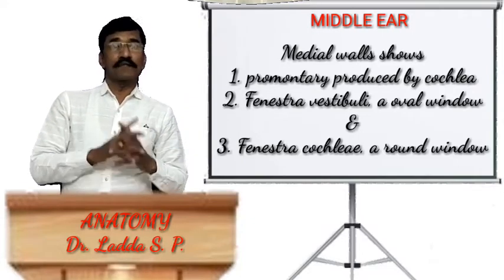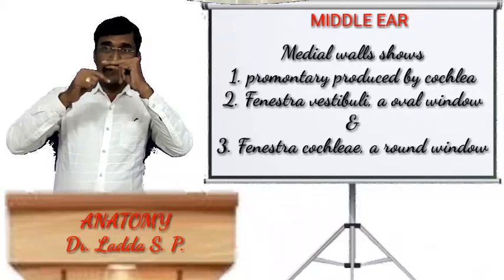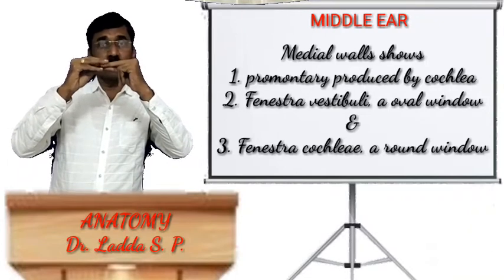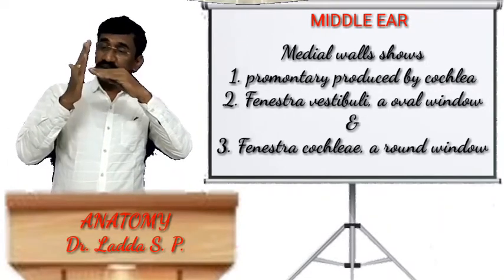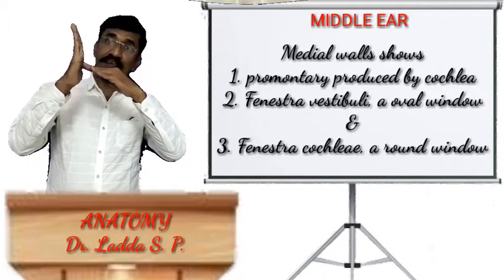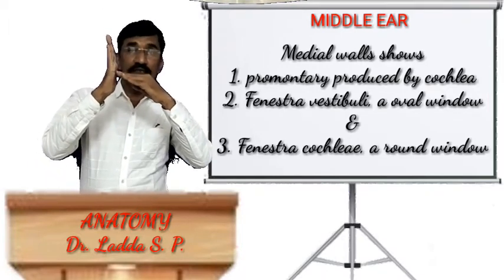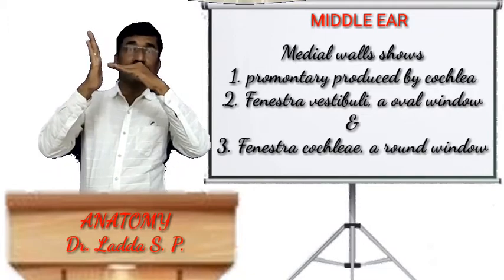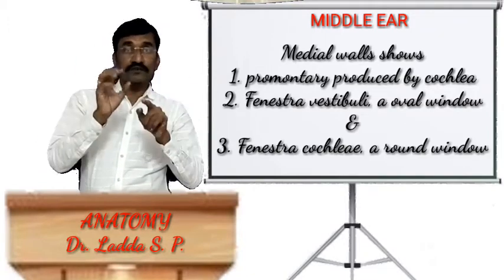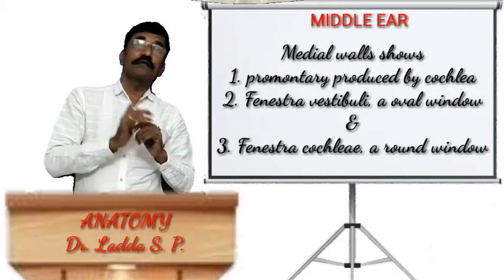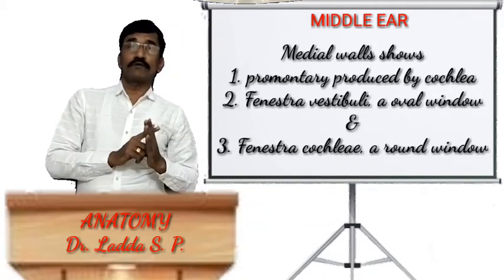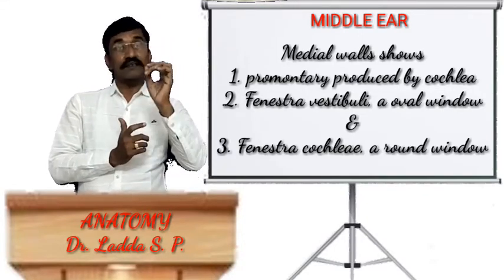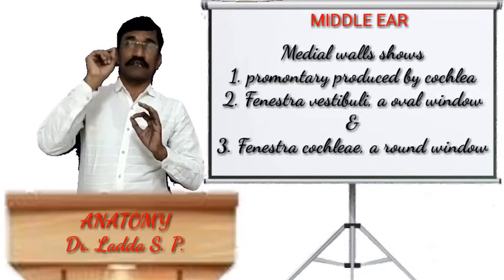And what is the promontory? We know, friends, the cochlea has 2.5 turns. The central portion of the cochlea projects and presses over the medial wall of the middle ear. This is the cochlea, this is the medial wall of the middle ear. This pressure or impression causes a bulging, and that bulging is called the promontory. So the medial wall shows three main impressions. One is the impression due to the bulging of the cochlea, called the promontory.